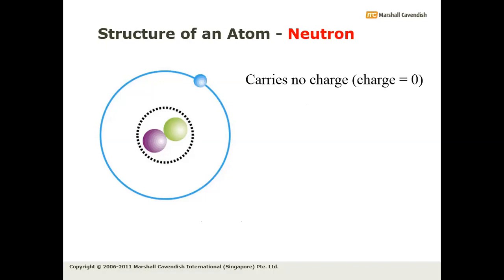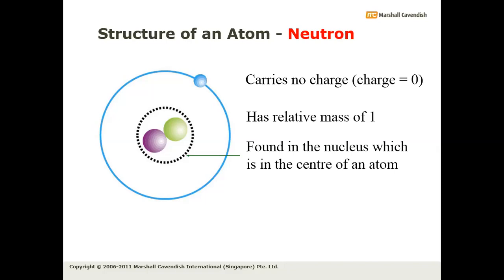Then comes the neutron. Neutron carries no charge. They are neutral particles. They have a relative mass of 1. The actual mass is in kilograms, which is about 10 to the power minus 27 kilograms, but this is then taken to be 1 as relative mass. Relative means compared to the mass of proton and electron. If we take it to be 1, then the proton's mass is also 1, and the electron mass is 1 over 1840 of 1.